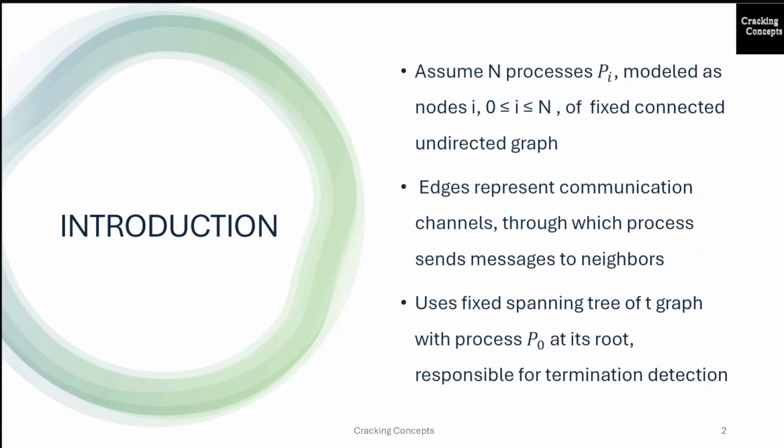Now, let us look into the introduction. The algorithm assumes that there are n processes, pi, which are modeled as nodes, where i ranges from 0 to n, of a fixed connected undirected graph. The edges of the graph represent the communication channels through which a process sends messages to neighboring processes in the graph. The algorithm uses a fixed spanning tree of the graph with process P0 at its root, which is responsible for termination detection.